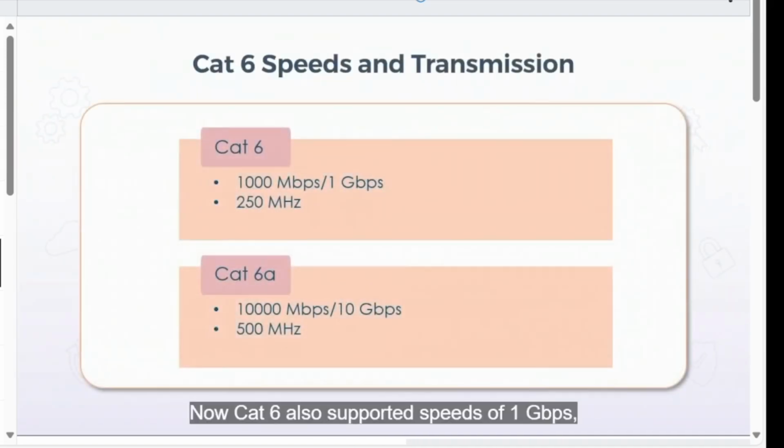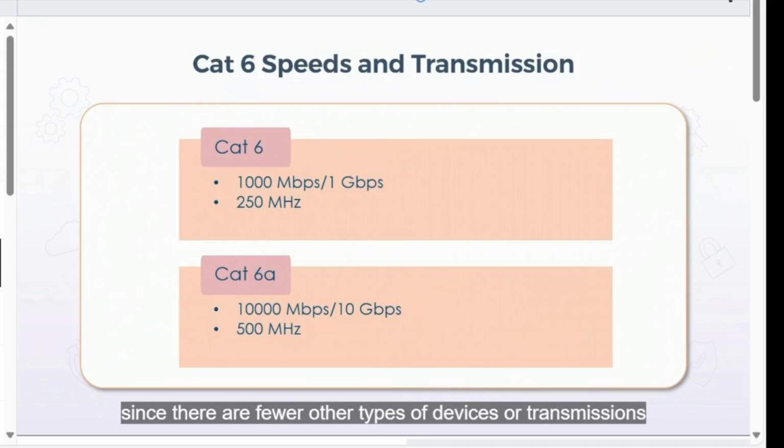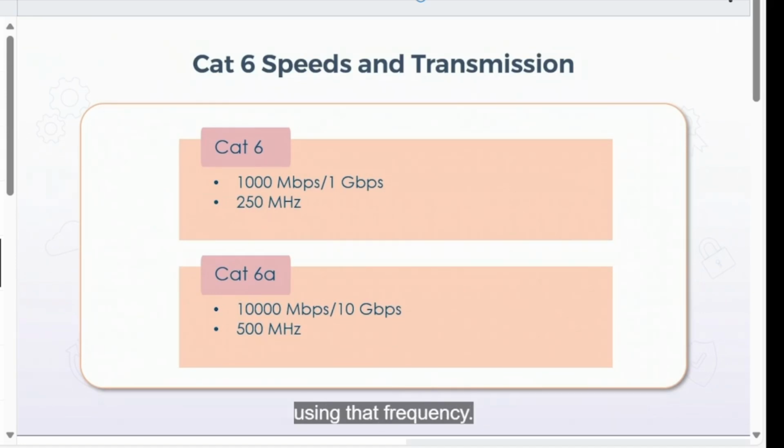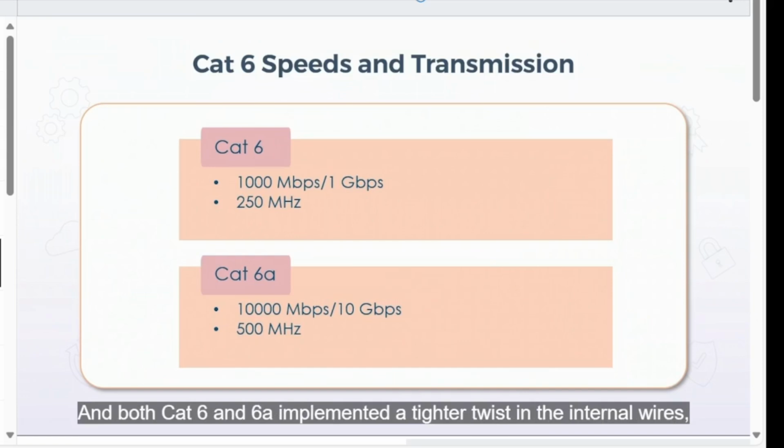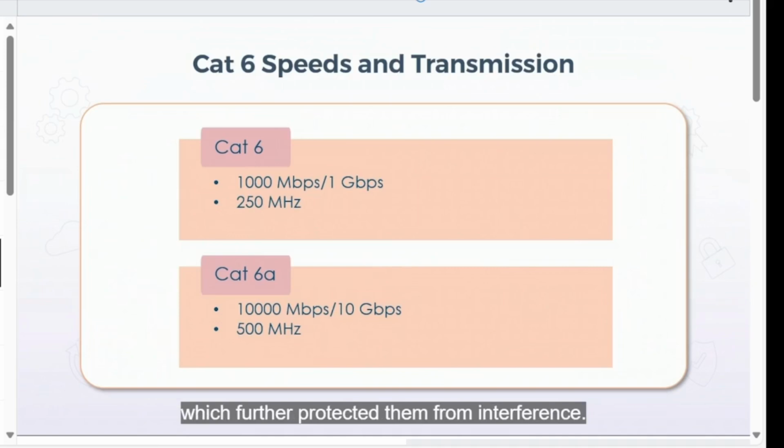Now, Cat 6 also supported speeds of 1 gigabit per second, but it used an increased frequency of 250 megahertz, which in itself didn't increase the speed at all, but made it a little less susceptible to interference since there are fewer other types of devices or transmissions using that frequency. And both Cat 6 and 6A implemented a tighter twist in the internal wires, which further protected them from interference. 6A, or augmented, did increase the speed up to 10 gigabits per second and increased the frequency to 500 megahertz, which again resulted in better resistance to interference.